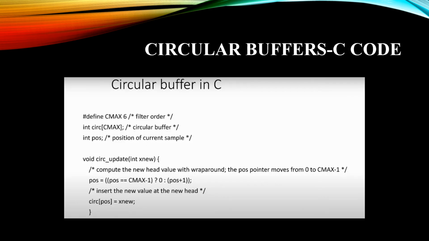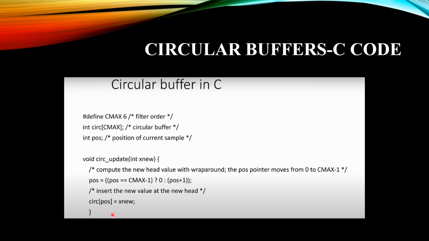Here is the C code for the circular buffer. So Cmax is the index for the circular buffer. Here we are initializing Cmax as 6. That means the circular buffer size is 0 to 5. Here we are initializing the position. This POS represents the position of the current sample. So this code represents computing the new head value with the wraparound.